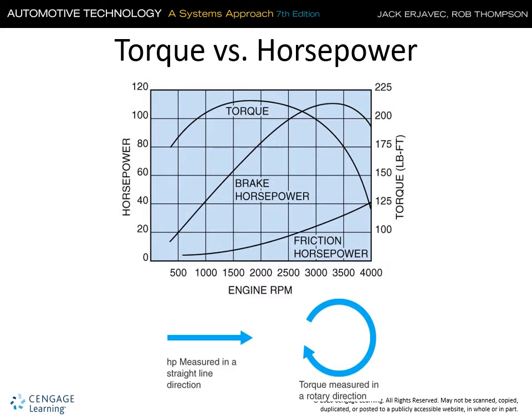Torque versus horsepower. Torque is based on work and horsepower is based on time. That's what is known about the two measurements, and torque occurs before horsepower.